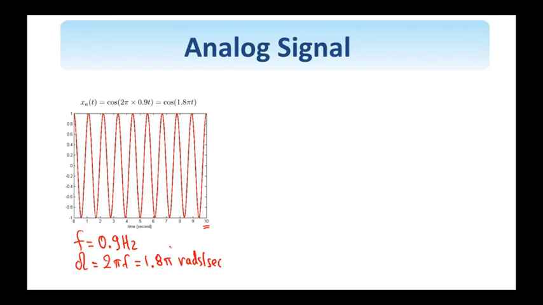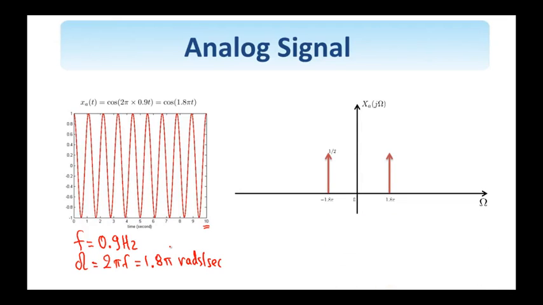If I take the one-dimensional continuous Fourier transform of this signal, I see that its spectrum looks like this. It consists of 2 impulses at 1.8π and minus 1.8π, and clearly this tells me that there is only one frequency present in this signal. It's therefore a pure tone. Now the Nyquist frequency for this signal is either 1.8 Hertz or 2π times 1.8 radians per second.